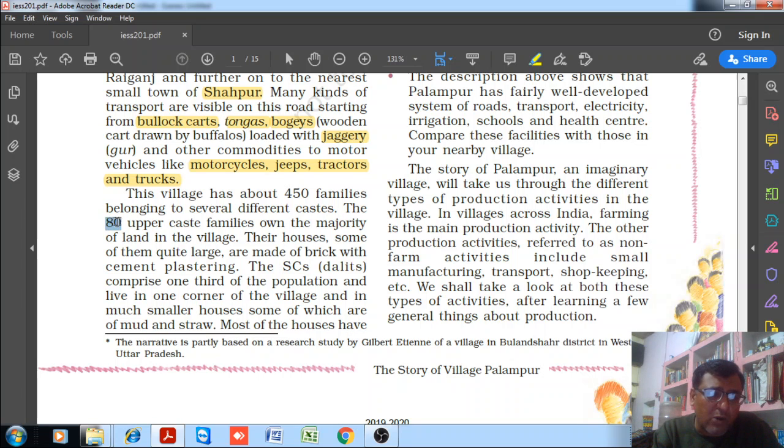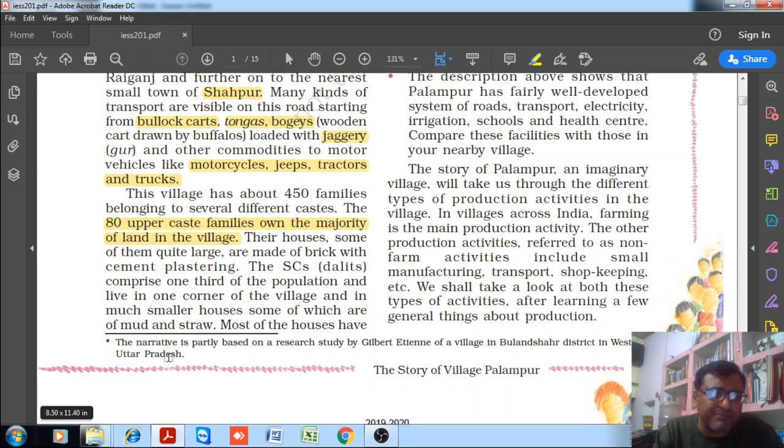Now these 450 families are divided and categorized in some levels, like 80 upper caste families own the majority of land of the village. Own the majority of land means 80 families of these 450 families in Palampur village have maximum land under themselves. They are the owners of maximum cultivated land, agricultural land.